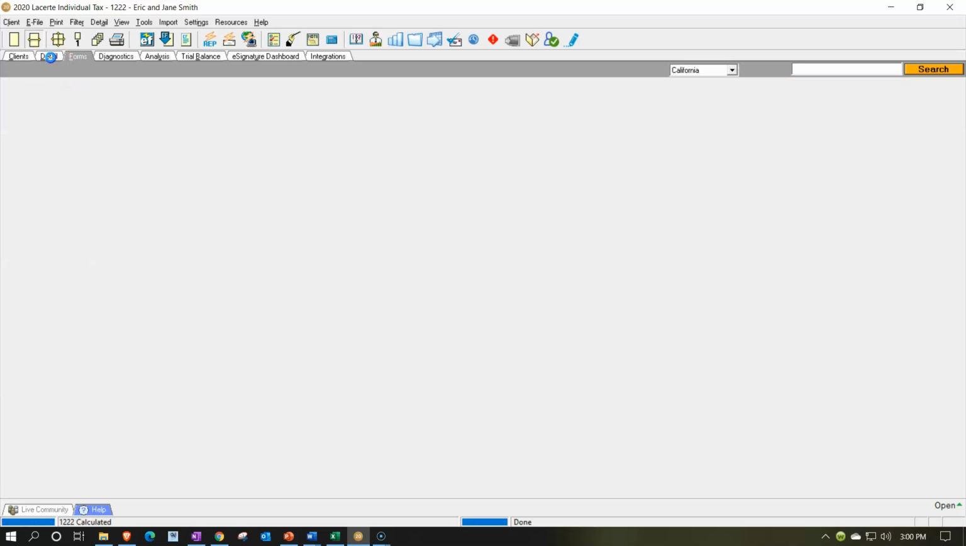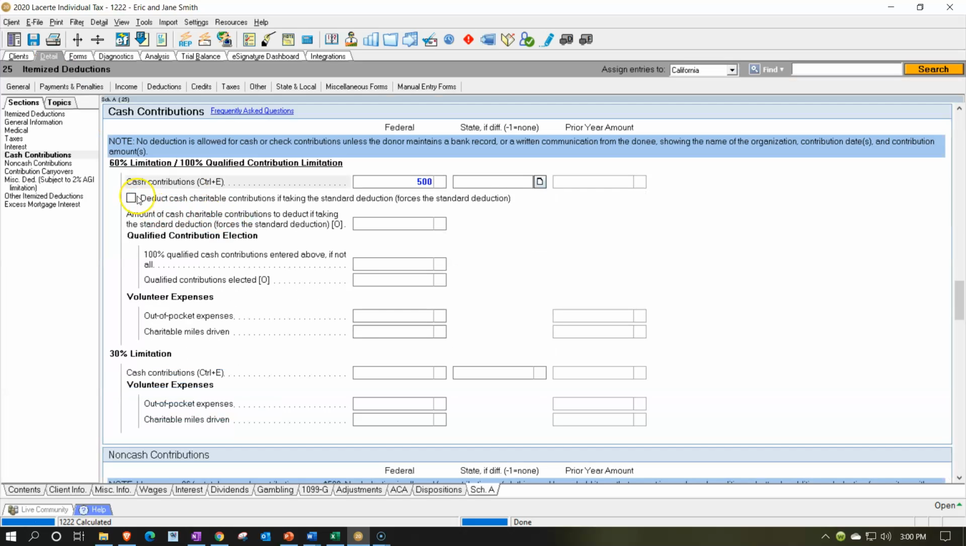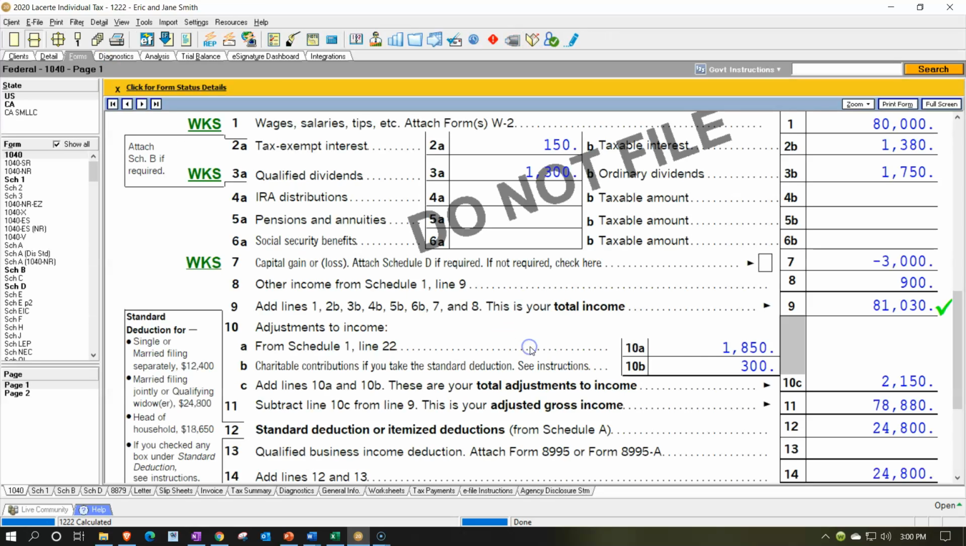So I'm going to put it back over. For Lacerte, it's this little checkbox. It says deduct cash charitable contributions if taken the standard deduction. It forces the standard deduction. So you've got to be careful with that box, because if they're able to itemize, you do not want to force the standard deduction. I'm going to go back over here, and now we have it up here at $300. So it capped it at $300. I can't take the $500.